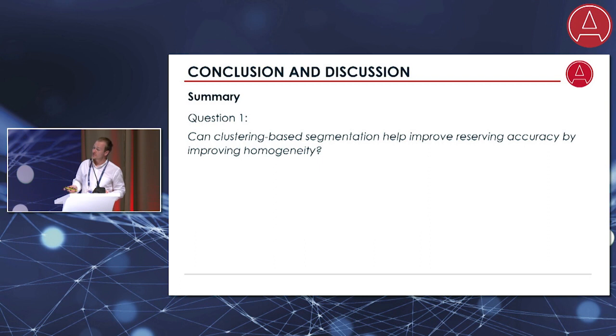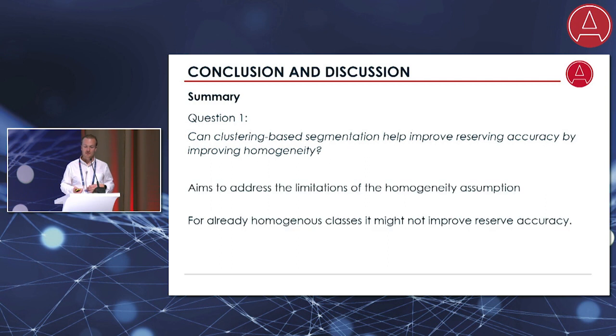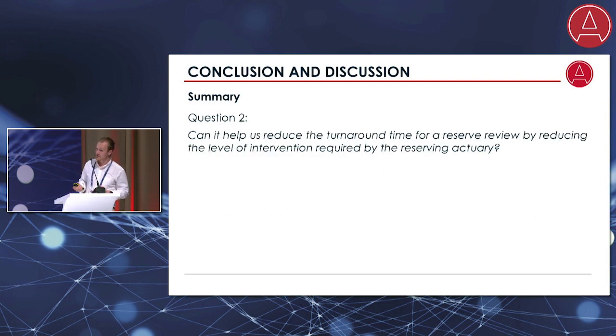So, just the conclusion, looking at our initial research questions and the results of the paper. Can clustering-based segmentation improve reserving accuracy? What clustering does, by definition, is introduce homogeneous subgroups. So we at least expected to address the homogeneity limitation, which should inherently improve your basic methods. But obviously, as found in my testing, for an already relatively homogeneous class, it might not improve reserving accuracy, which is natural, but just to note it. You can expect that.